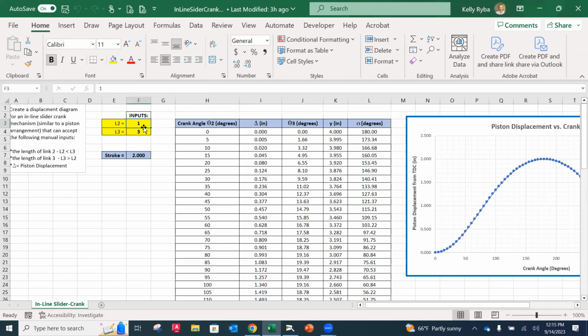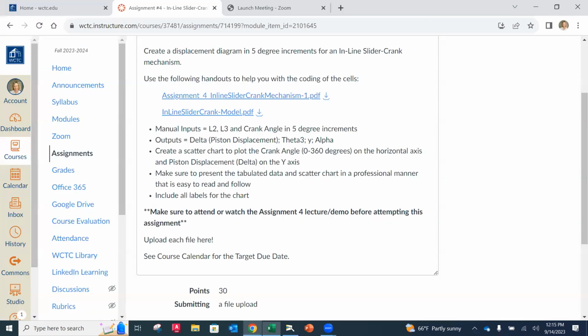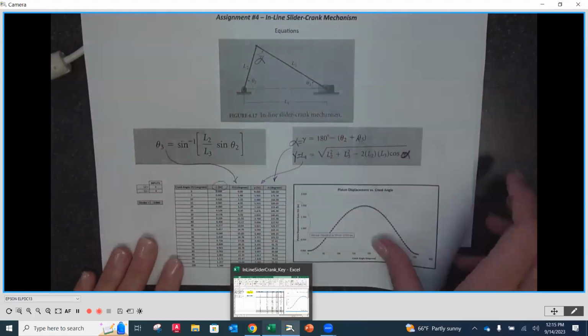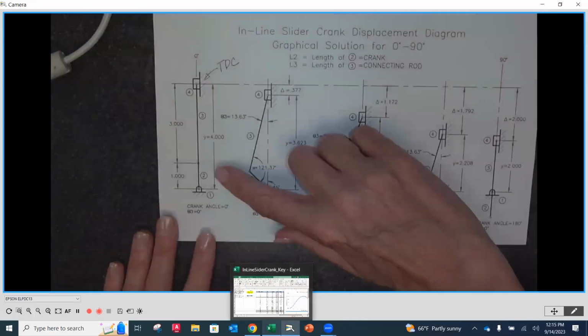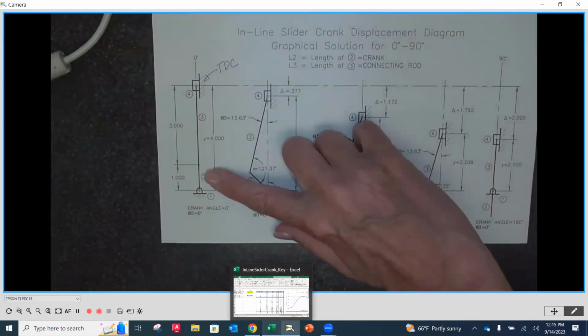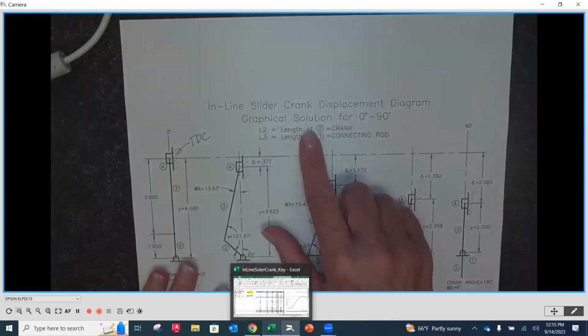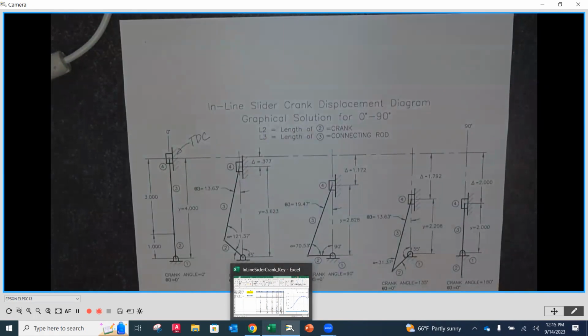You're going to put in the length of your crank, which is L2. So if we go back underneath here, L2, wrong one. L2 on my diagram is the length of member number 2, right there. And then you'll notice here too, L2 is the length of member number 2, and it's considered what we call, in this case, the crank.